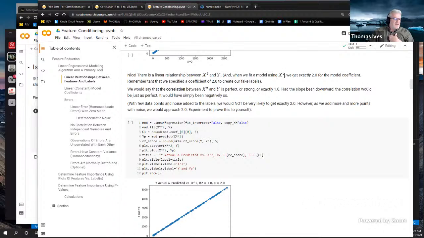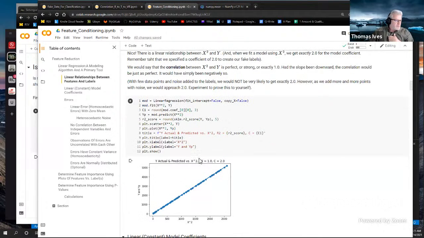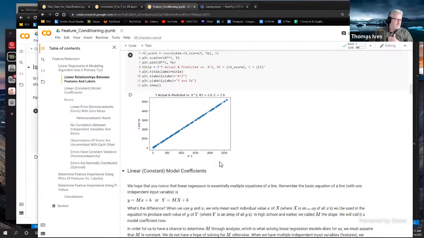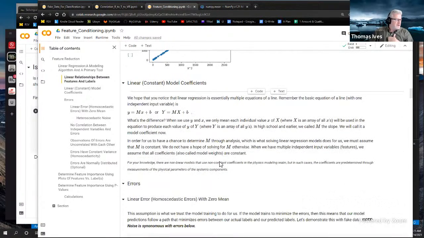And when we fit this model using X squared, we get exactly 2.0 because we don't have any noise. So there you go. Y actual versus predicted, and the predicted is the line part, versus X squared. Then the R2, because I have no noise, that's the only reason this is happening. The R squared value, which is one of the metrics we'll learn, we haven't learned it yet, is 1.0. Just so you know, that is absolute perfection in modeling. Again, we have no fake noise yet. And we got the exact coefficient we knew we should get, as our fake data prophecy told us.